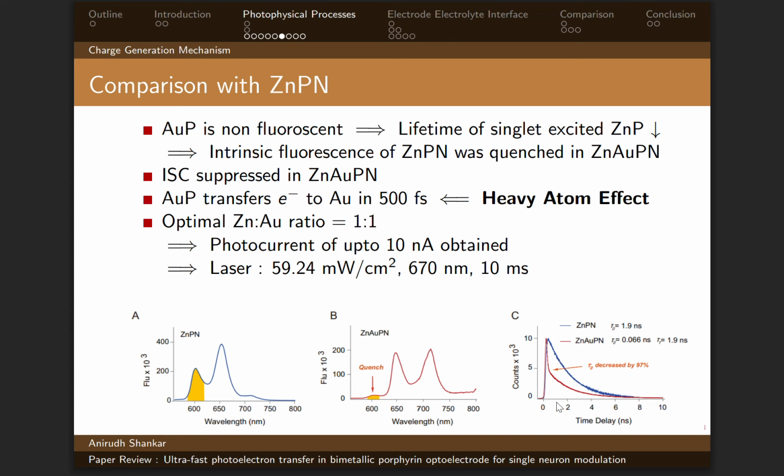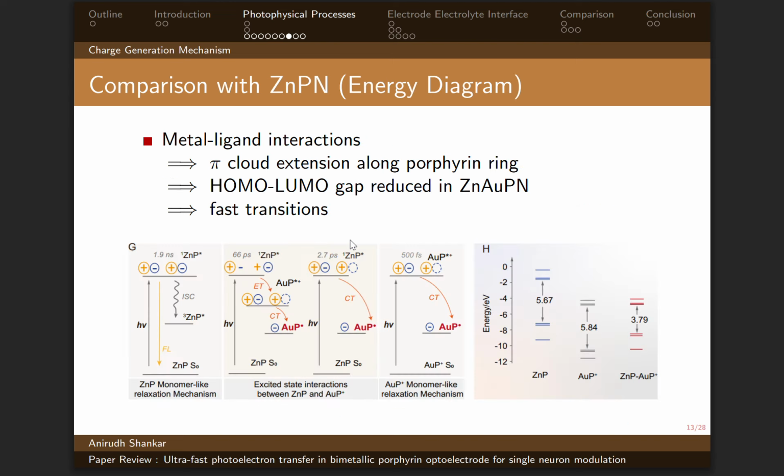As we can see, the time delay is significantly reduced, and it has been observed that an optimal zinc to gold ratio of 1:1 yields a maximum photocurrent of up to 10 nanoampere under an excitation of 59.24 milliwatt per centimeter square laser of 670 nanometer wavelength and 10 millisecond time period.